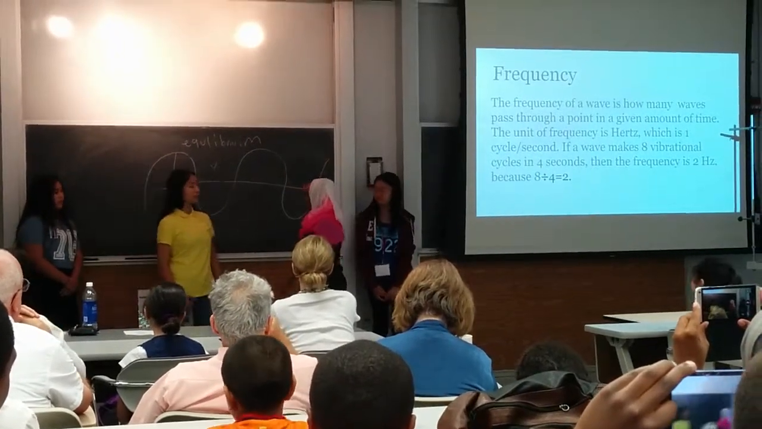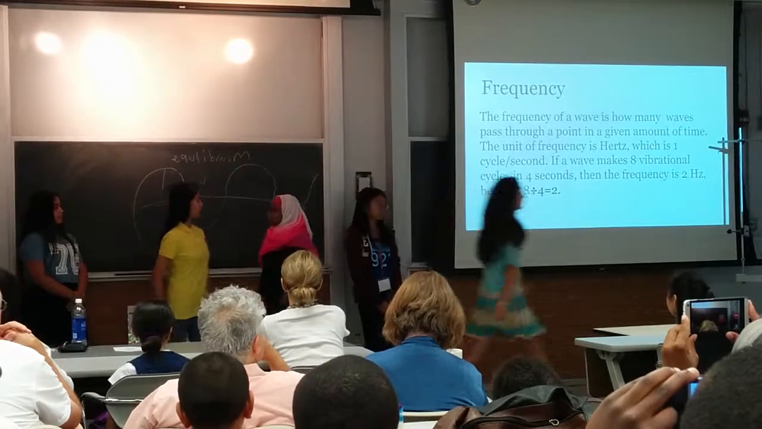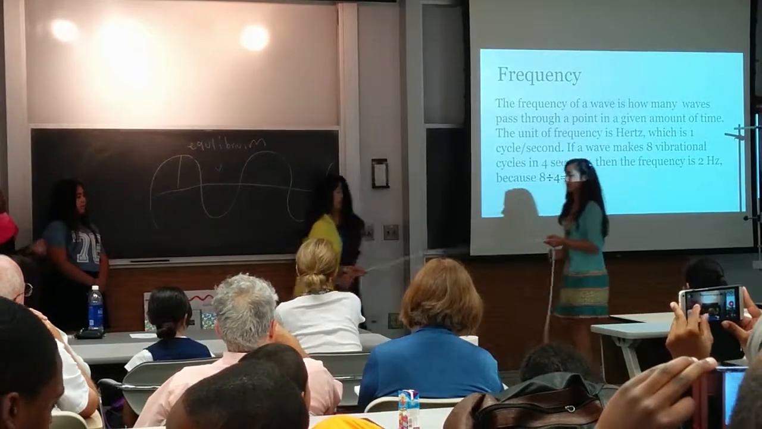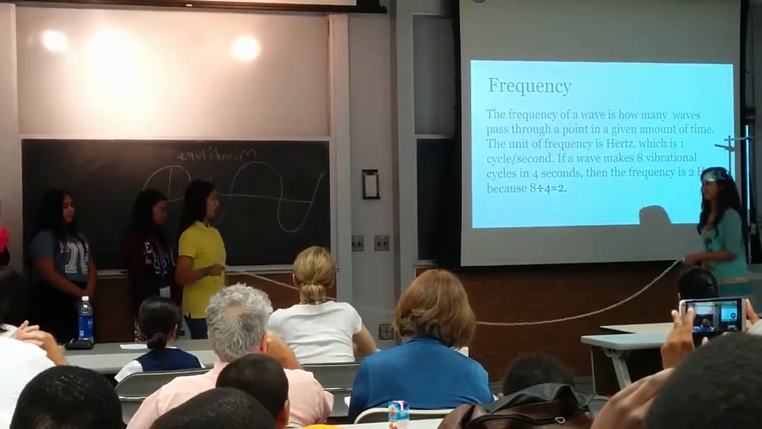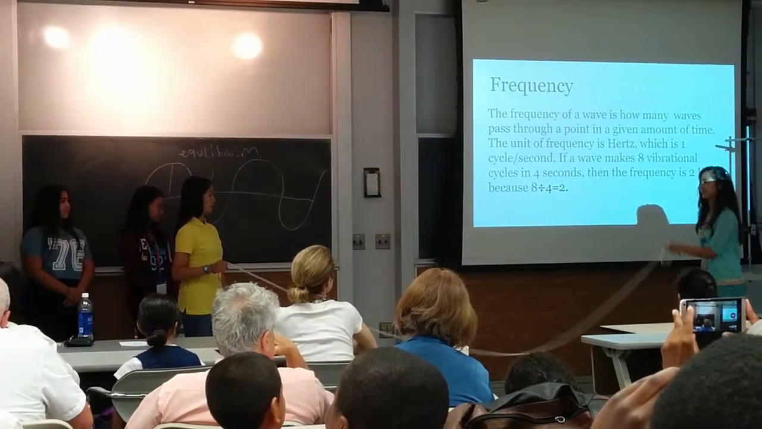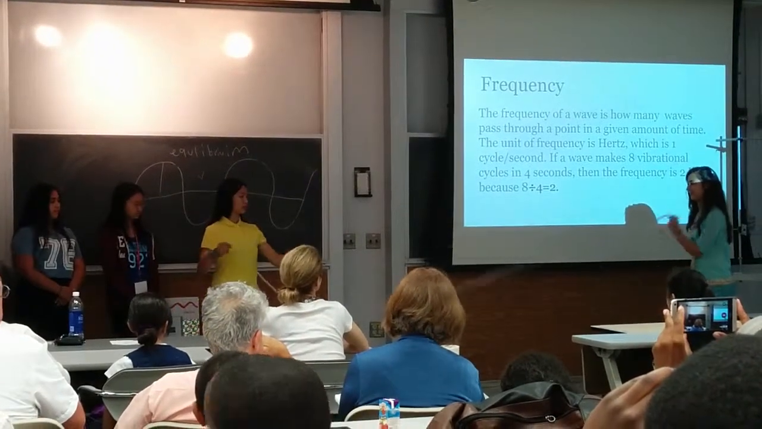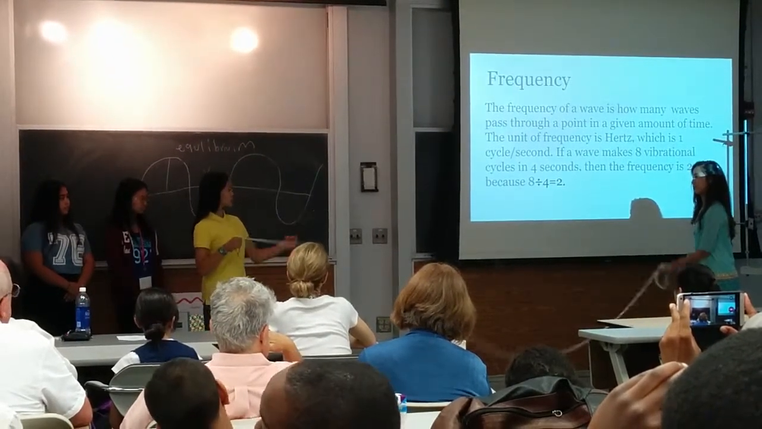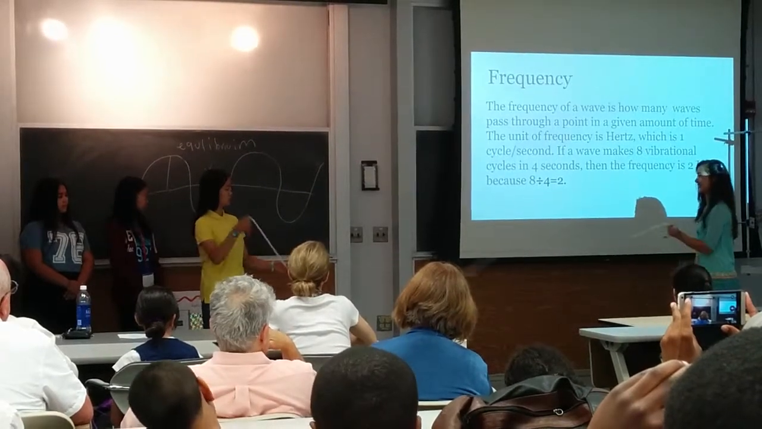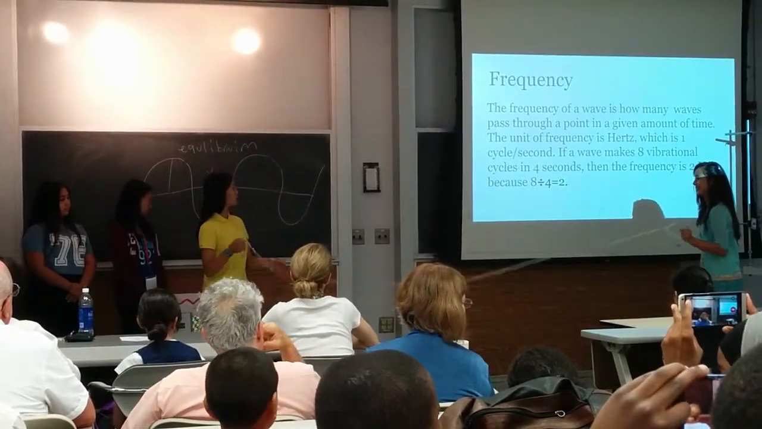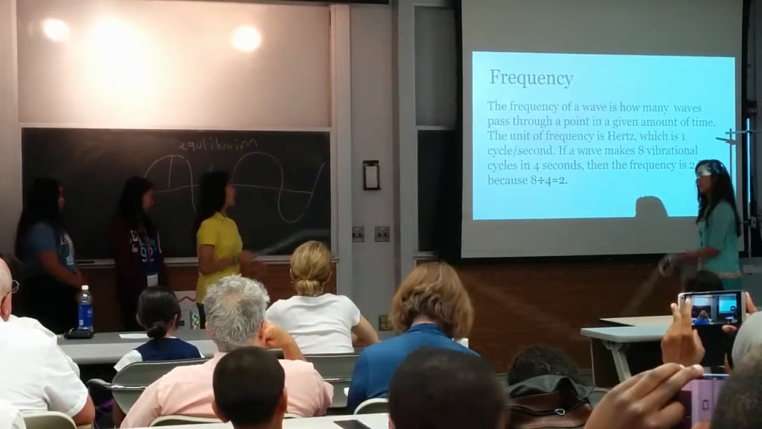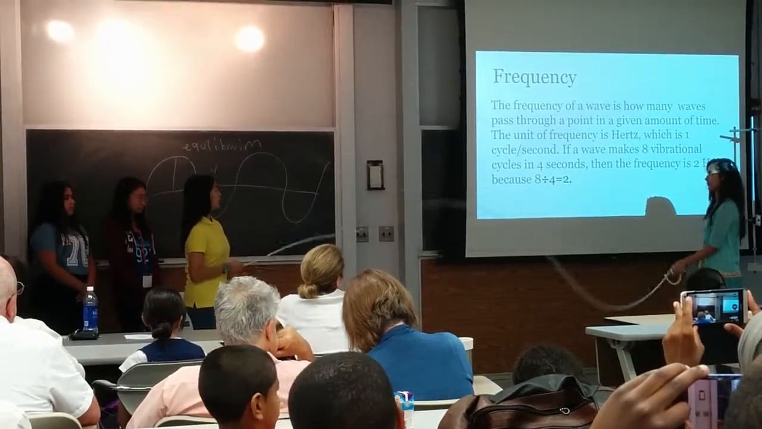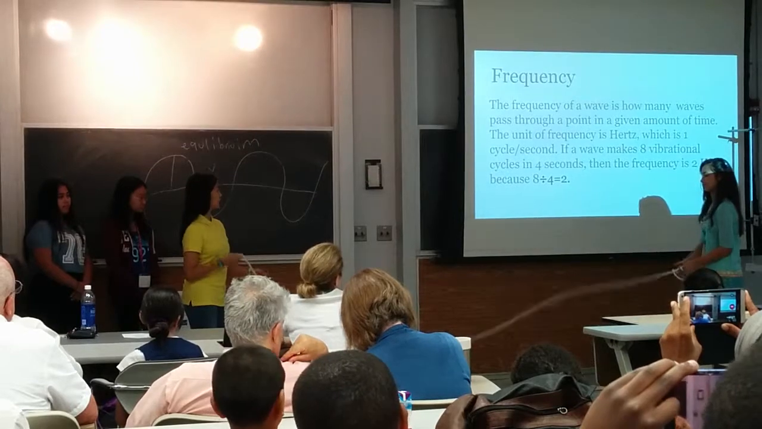The frequency of the wave is how many waves pass through a given point in a given amount of time. For example, about 2 waves pass through this point every 2 seconds. The frequency of this rope wave will be 2 waves per 2 seconds, which would be 1 wave per second. The unit of frequency is called hertz, which is a cycle per second. If a wave makes 8 cycles in 4 seconds, then the frequency is 2 hertz.